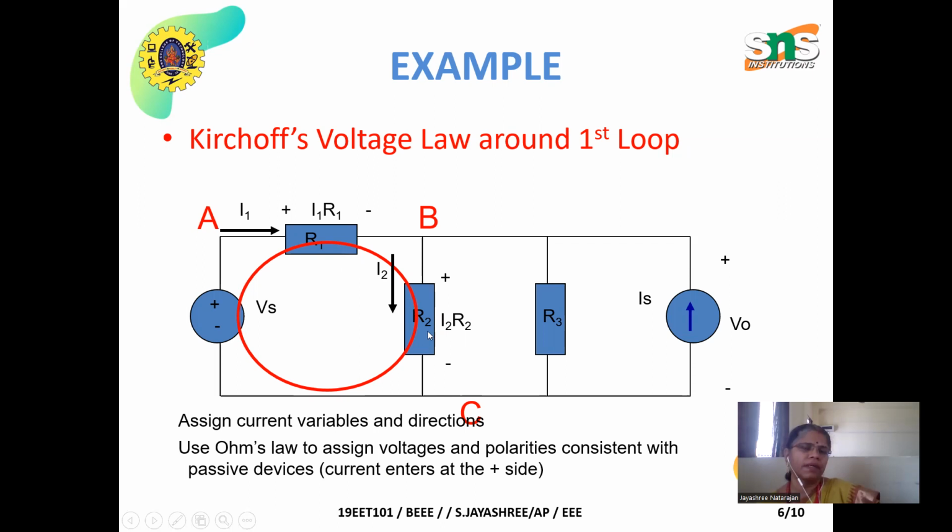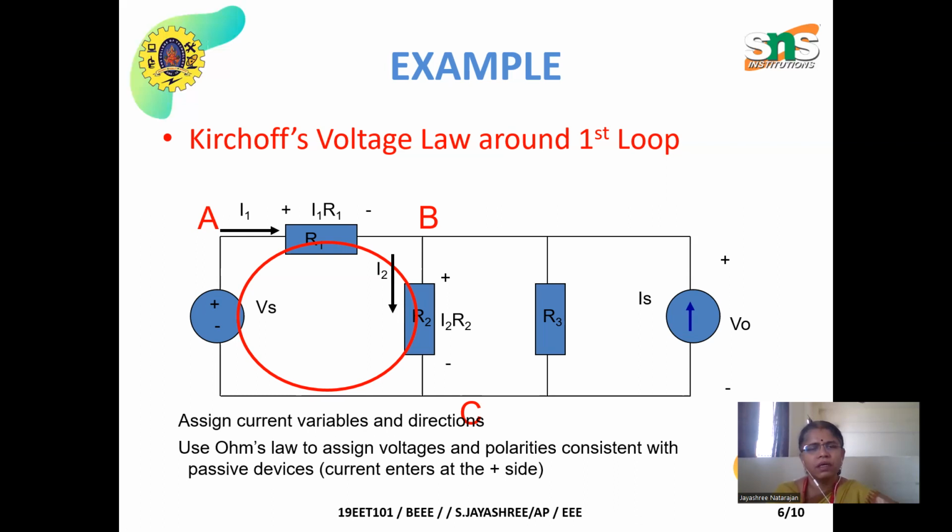Then come to the third branch, BC. The resistance R2 is connected in the branch BC. The current through this branch is I2. So it produces a drop across the resistance, that is I2 into R2. Then coming to the fourth branch, there is no element, so there is no drop or rise.